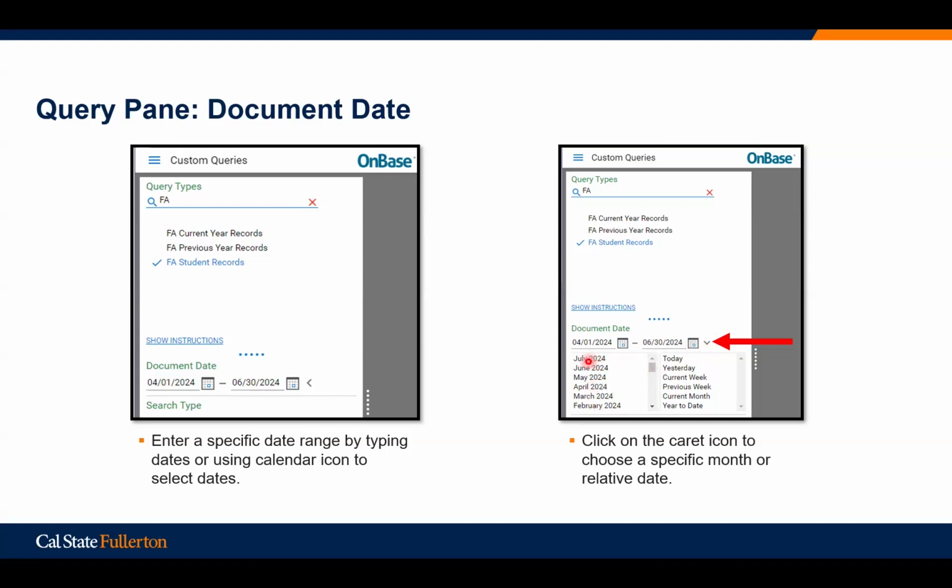So here you can see it's selected. Here's some months that I can pick. So rather than having to put in the July dates, I can simply click July 2024 and it will populate the July dates here. Or I can do relative dates: today, yesterday, this week, last week, this month, year to date. So whichever one works best for you, depending on what you're looking for, you can go ahead and either use the relative dates or use a specific document date here.